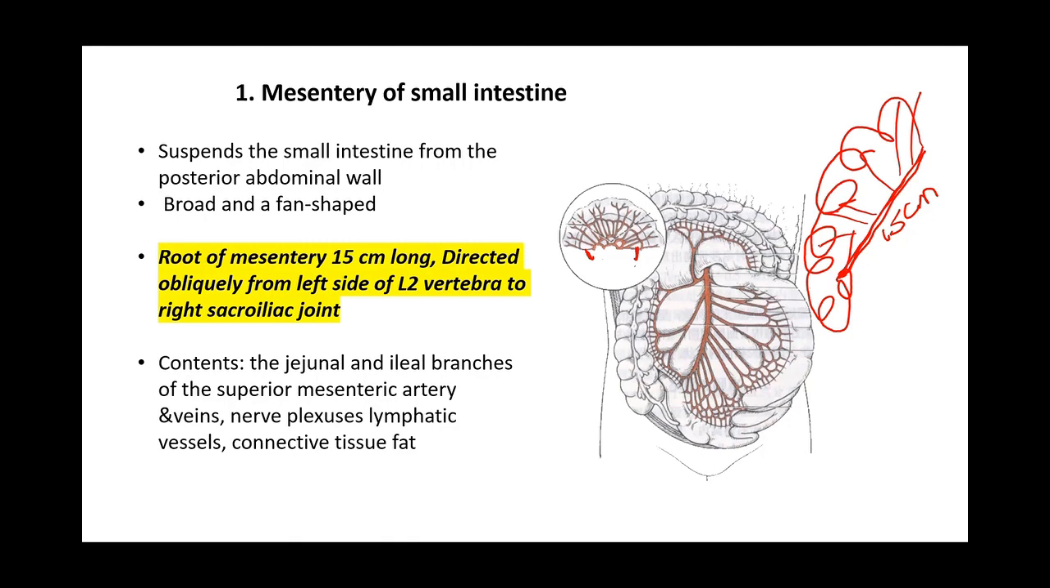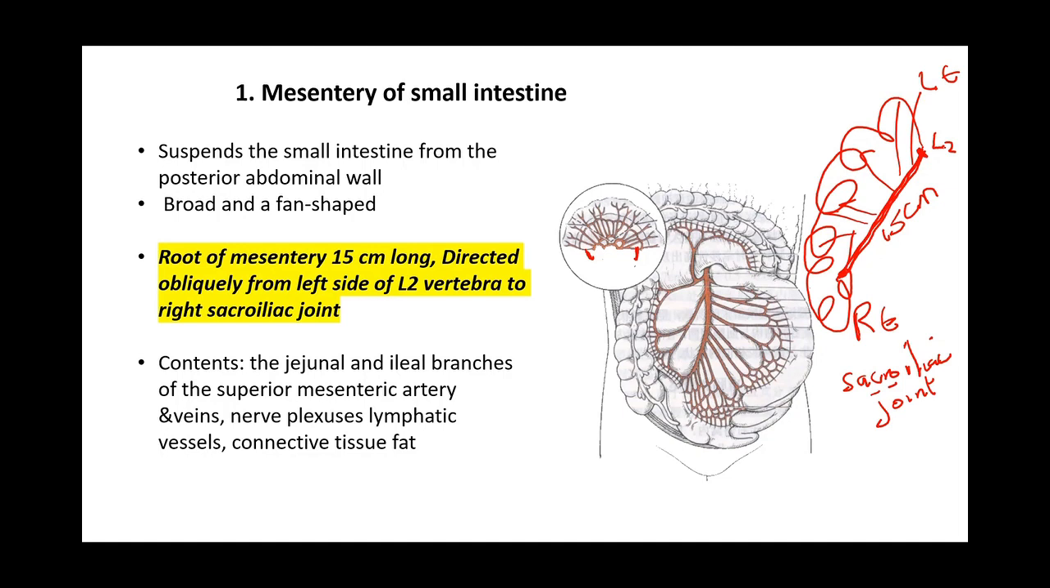So it is from L2 to the right sacroiliac joint. On the left and on the right here is at the sacroiliac joint. Don't forget this. Don't forget the length of the root of the mesentery.